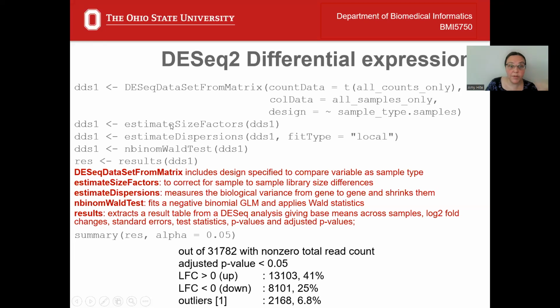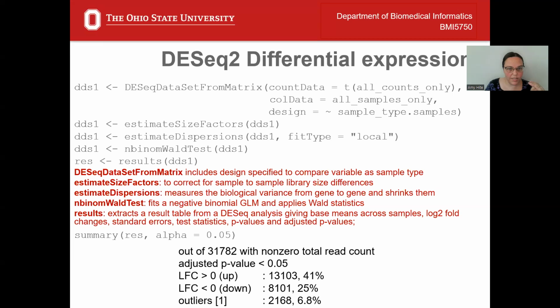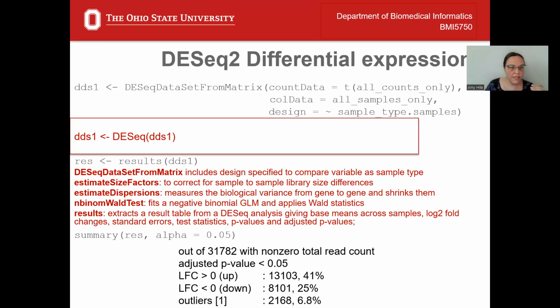So in the example, I go through these steps one at a time. But if you're doing this in practice and you just want to simplify things, you can replace these three commands with one DESeq function, and that will run through three commands all in one. But you still have to pull out the results from that object.